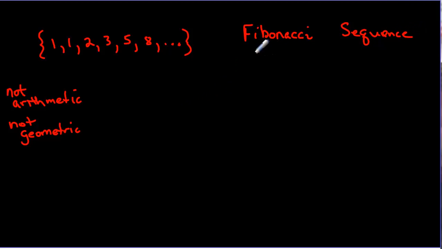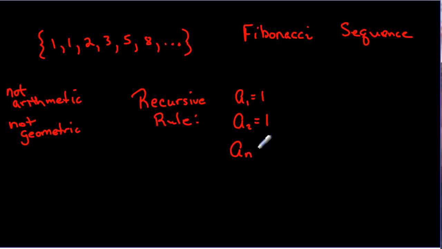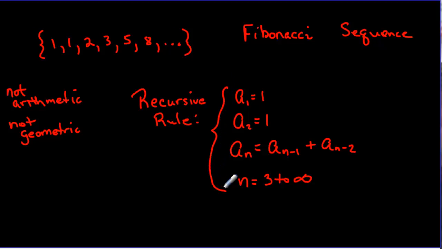Discovered or invented by an Italian mathematician. And if we write a recursive rule for this, on this one we have to actually identify the initial two numbers called the seeds. So a sub 1, the way I've written this, is 1, and a sub 2 is 1. And then once we get beyond 2, we take the previous two items and add them together. And again, this would be for n equals 3 to infinity. The first two terms we have to determine explicitly.